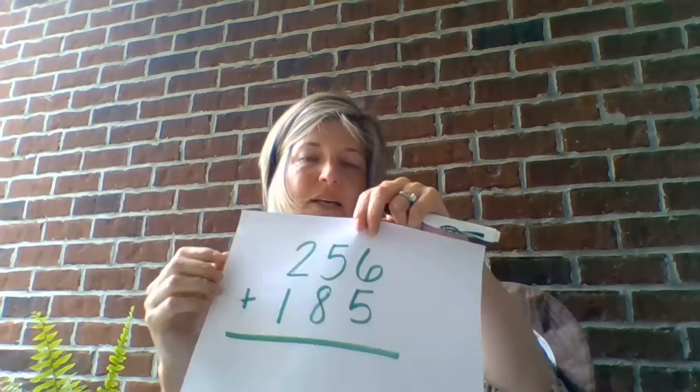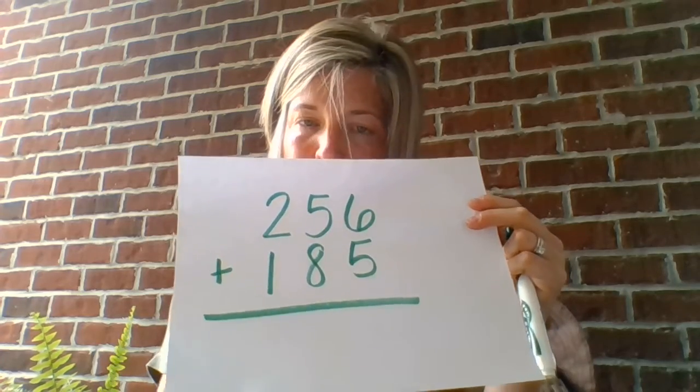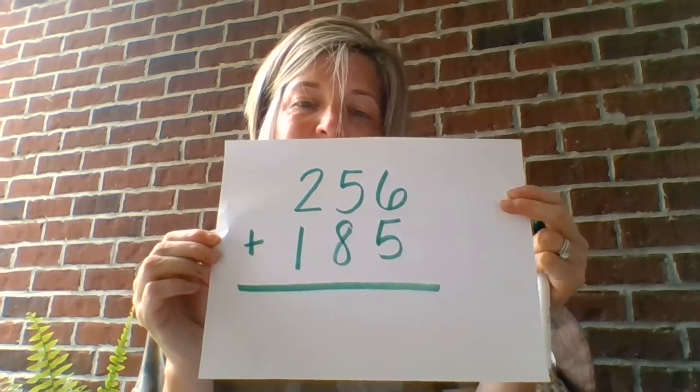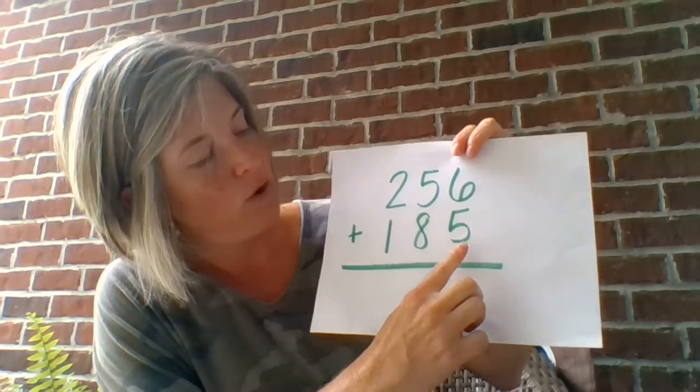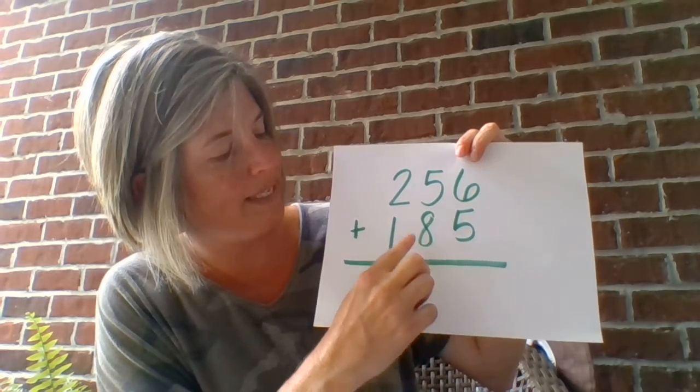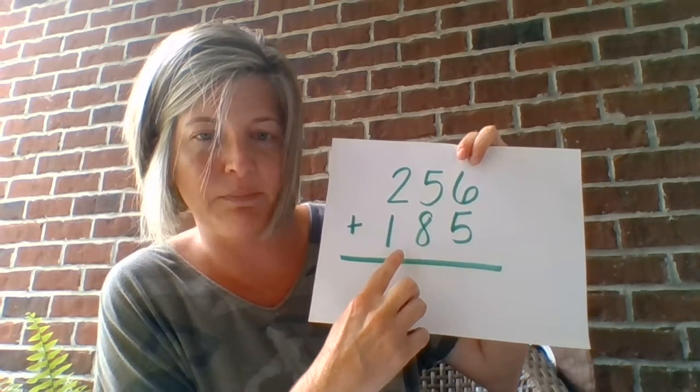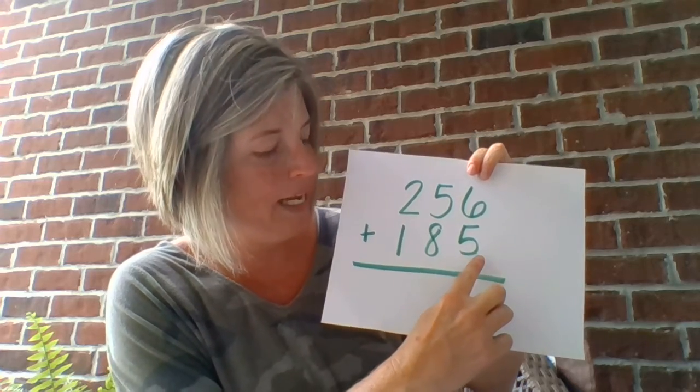This problem is already written for us lined up. The only difference here is we have 3 digits in both. Each of these numbers has a hundreds place. The ones place, the tens place, and the hundreds place. And now we're simply going to start at our smallest place and we are going to add them.